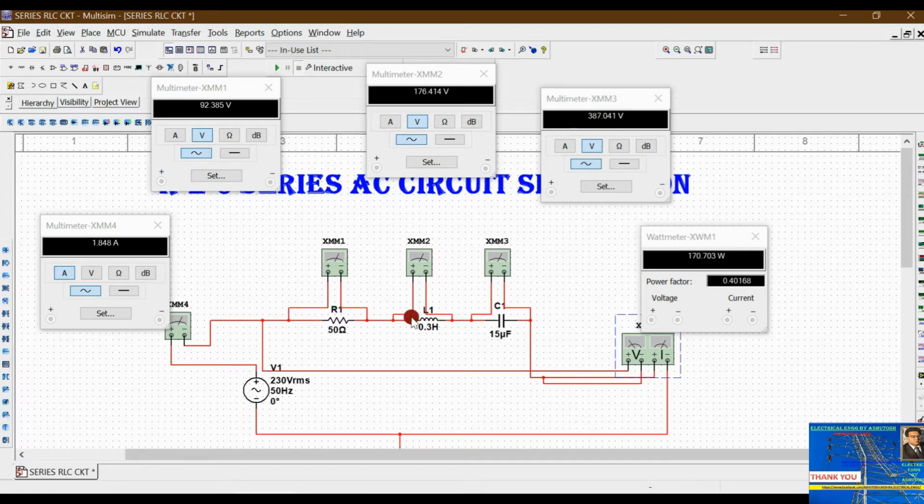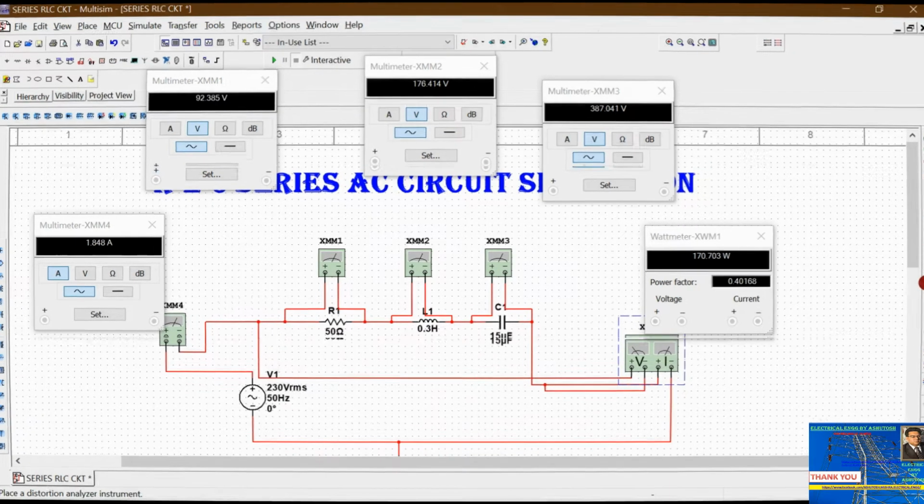So calculate XL, then calculate XC. You have L, you have C, so you can calculate XL and you can also calculate XC. Please calculate XL and XC, then put in the formula. Write the complex impedance Z equal to R plus j in bracket XL minus XC. So what is the complex impedance? Then convert it into polar form. You must have studied this in your class.